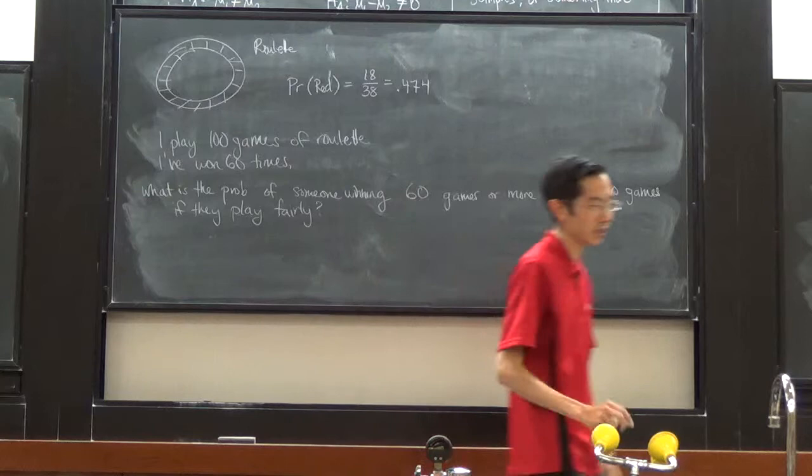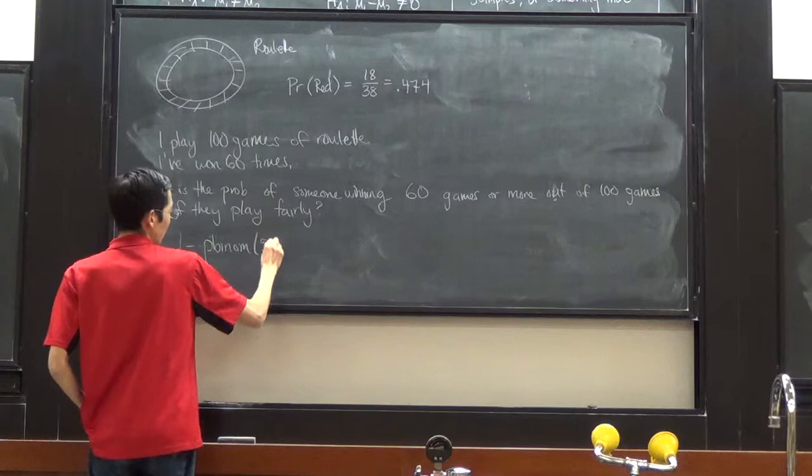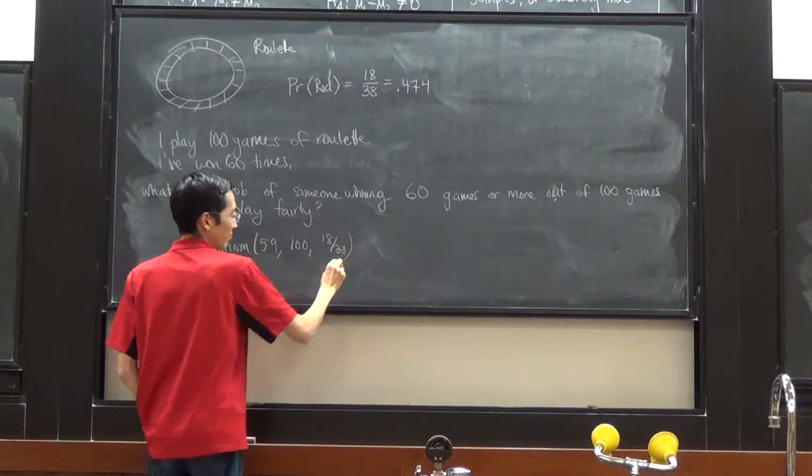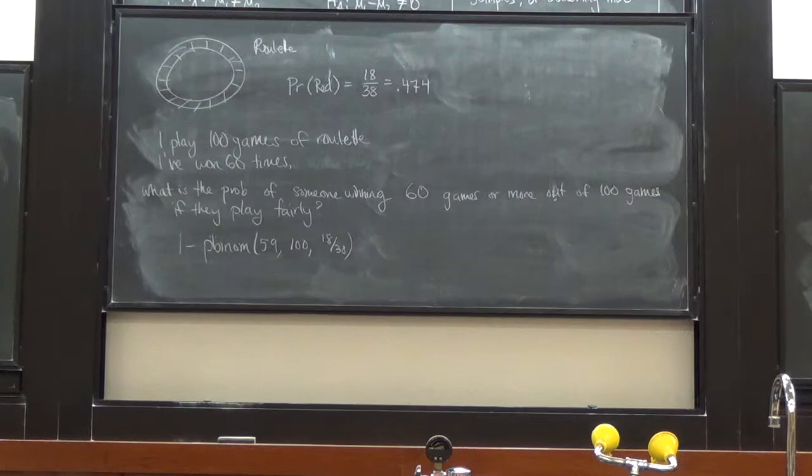So, if I want to calculate this, what would I do? Yeah, I would do 1 minus pbinom, 100, 18 out of 38, or whatever the percentage is, 0.474. Is that okay? So I'm going to do that. What do you think this answer is? Not the same. Huh? Pretty small, right? It's 0.0075.